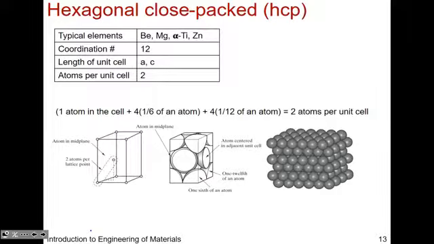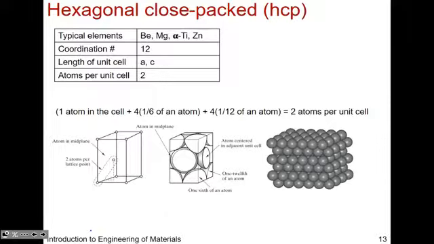And then hexagonal close-packed. There's a reason why it's called close-packed, and we'll talk about atomic packing fraction and why hexagonal close-packed, or HCP, and FCC, or cubic close-packed, have the highest packing fraction. Some typical elements are beryllium, magnesium, alpha titanium, very important, zinc. Coordination number also 12. The lengths of the unit cell here are a and c. There's a relationship between c and a, and that's derived in your book, and I won't do that here.